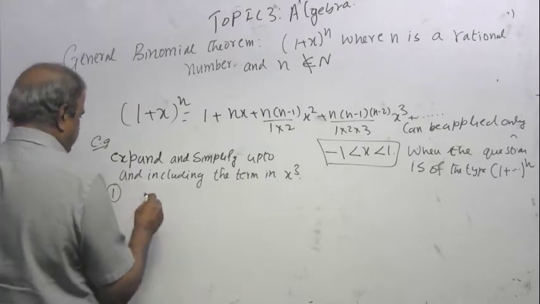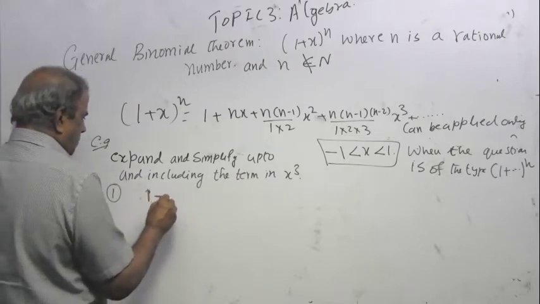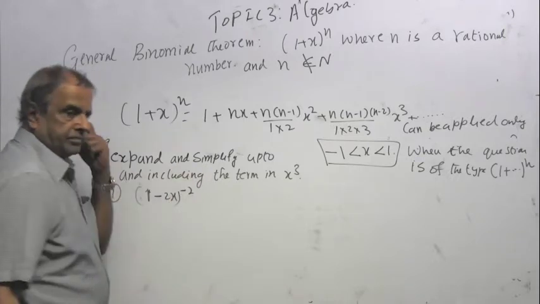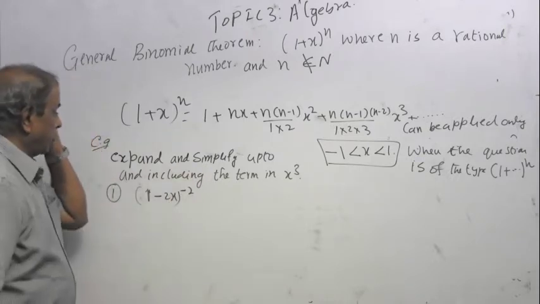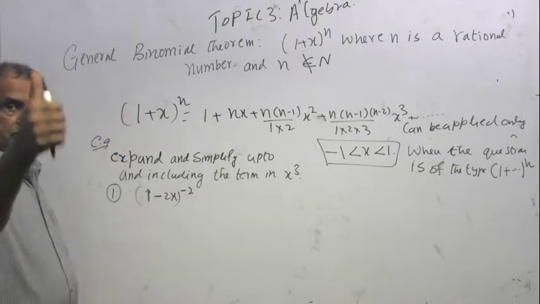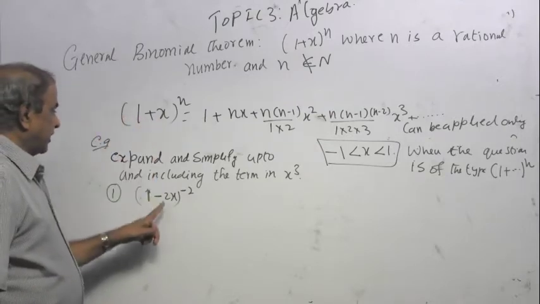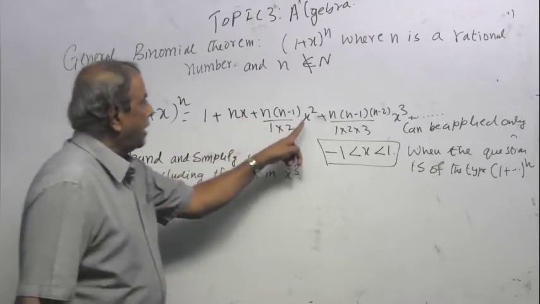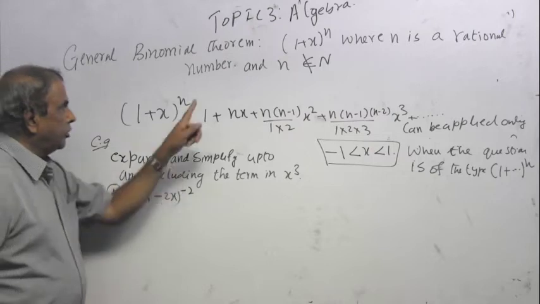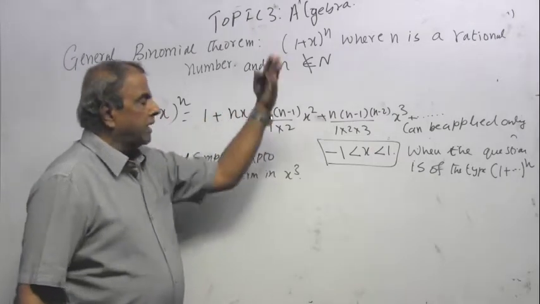Example 1. (1 - 2x)^-2. So, first and foremost, always compare. That is 1, that is 1. That's x, that's -2x. That means wherever you have x, you write -2x. n is -2. Wherever you have n, you write -2.